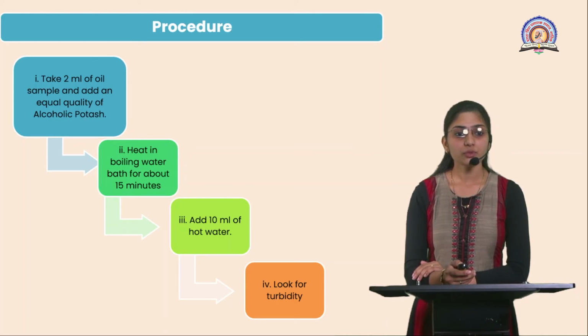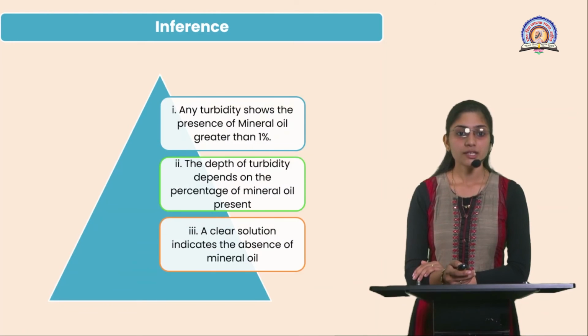The second step is to heat in a boiling water bath for 15 minutes. After 15 minutes, add 10 ml of hot water in that test tube and look for the turbidity. Now here you have to check the turbidity. Now this is the result. Any turbidity shows the presence of mineral oil greater than 1%. If turbidity is there, it confirms that in the given oil sample, mineral oil is present at more than 1%.